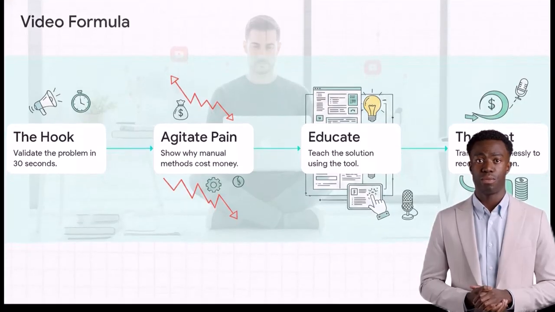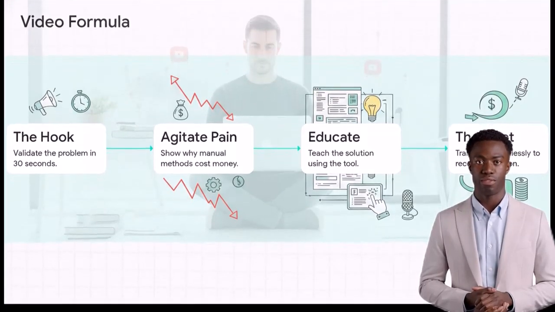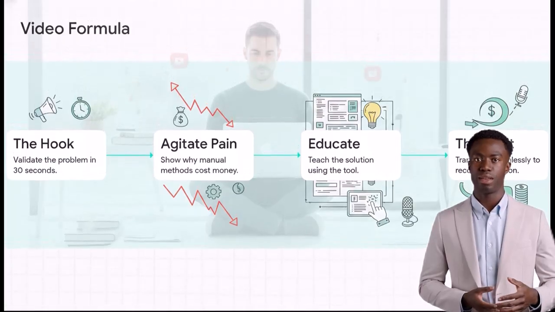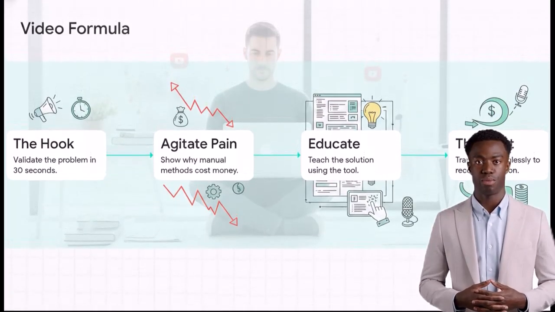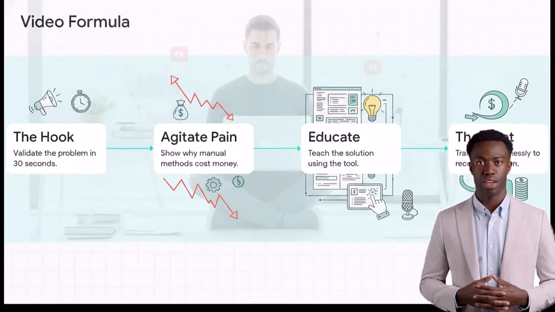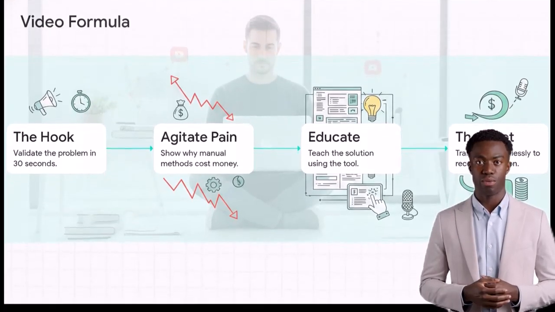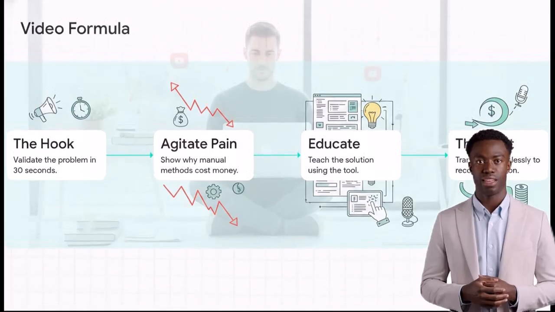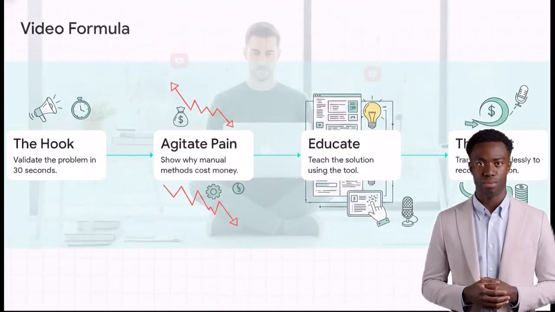It is a super simple 4-step execution playbook. First up is the hook. Skip the fluff. In the first 30 seconds, immediately validate the specific problem they search for to establish empathy right out of the gate. Step 2, you agitate the pain point. Remember that cost of inaction we just talked about? Bring it up. Show them exactly why sticking to their old manual methods is costing them precious time or money.